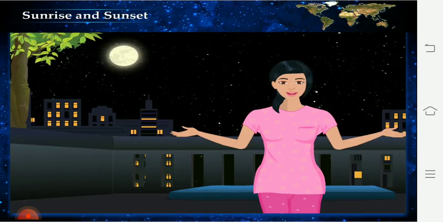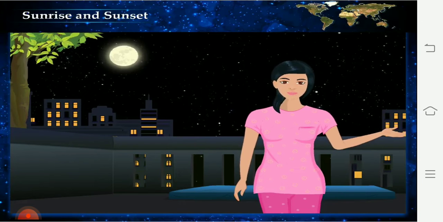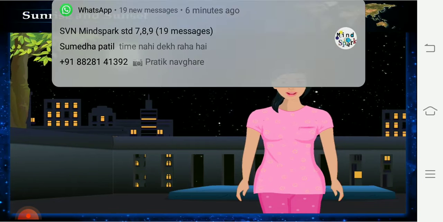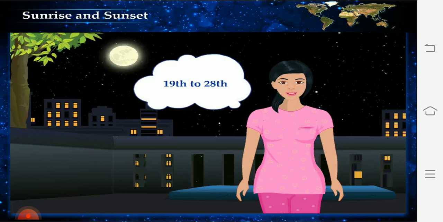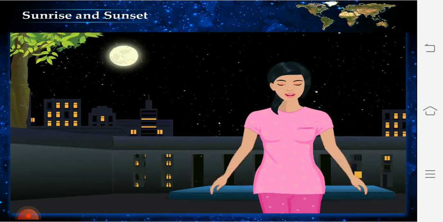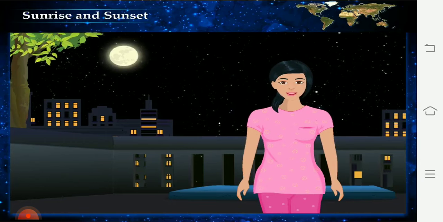Thus, in a similar way, by getting the timings of sunrise and sunset, we can record the duration of daytime and nighttime from the 19th to the 28th of every month. To understand this concept in a better way, let us study the information for the month of September.